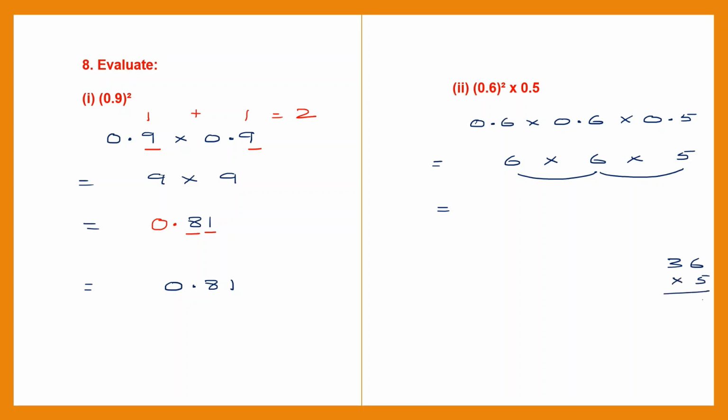So that's 5 6s are 30, carry 3, 5 3s are 15, 16, 17, 18. That is 180. So now we have to go back to the question and count the number of decimal places. Okay, so here there is 1, 2, 3. 3 decimal places. So our answer also should have 3. Let's move from the right to the left. 1, 2, 3 and put a point here and a 0 before that. So our final answer here is 0.180 or simply 0.18. So that's our answer there.